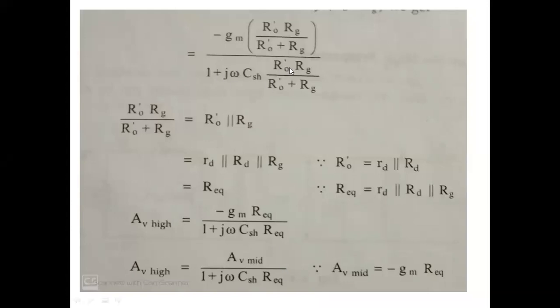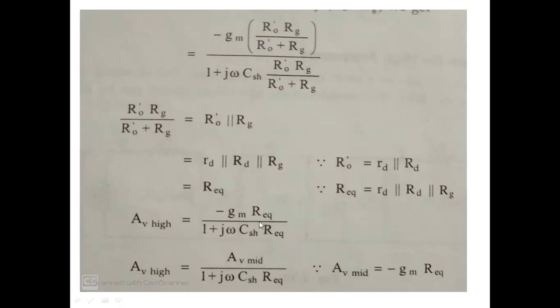And next, ro' Rg by ro' plus Rg is the parallel combination of ro' and Rg. ro' is again Rd parallel Rd. And the parallel combination of these three resistances we are considering as equivalent resistance, that is R equivalent. So in place of this term, we can substitute R equivalent, and AV high becomes minus gm R equivalent by 1 plus jω Csh into R equivalent.